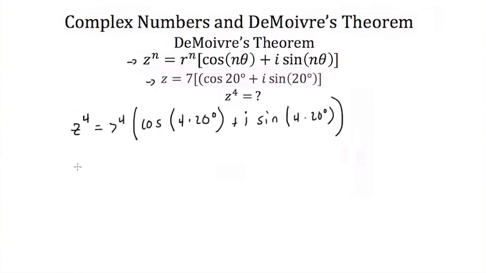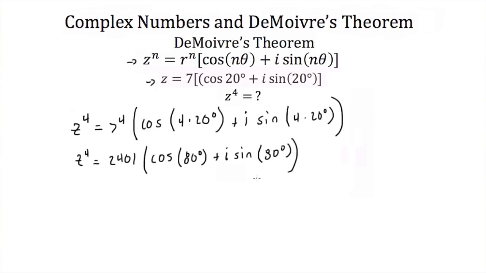So, z to the 4th power is equal to 7 to the 4th power, which is 2,401, and that's multiplied by the cosine of 4 times 20 degrees, or 80 degrees, plus I times the sine of 4 times 20 degrees, or 80 degrees. And that would be our solution.